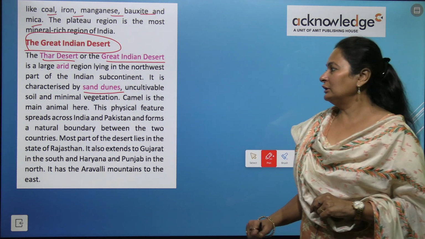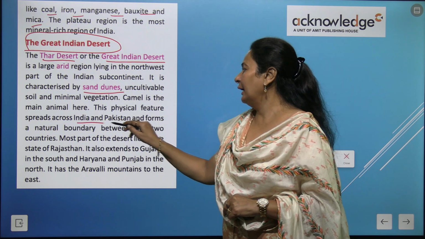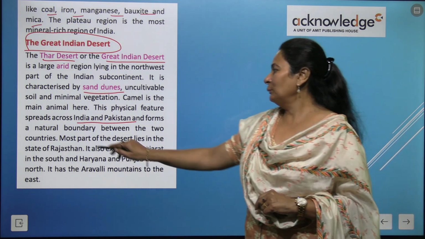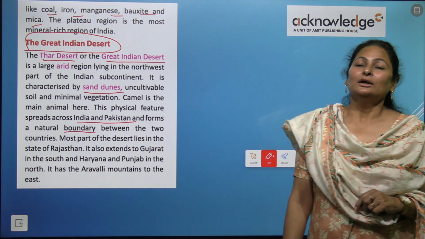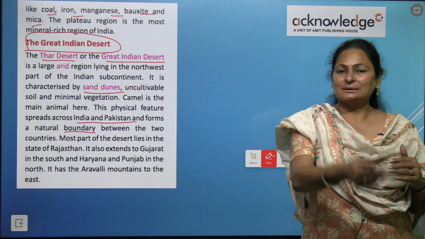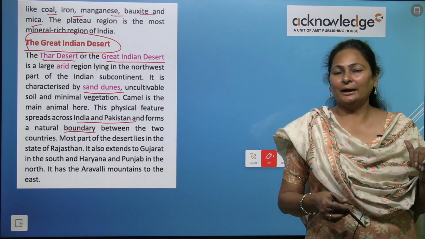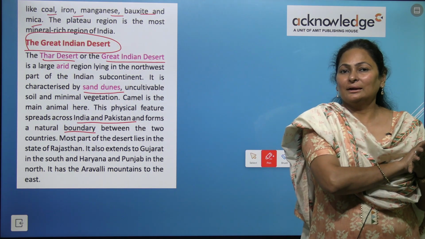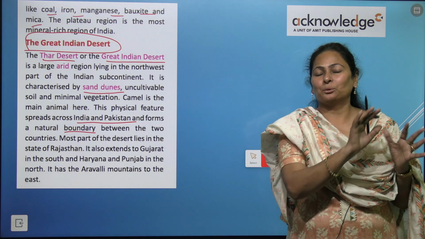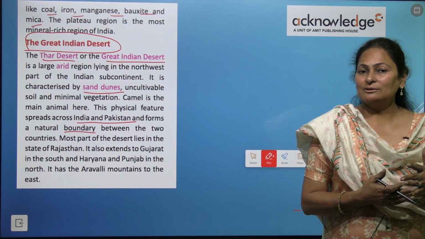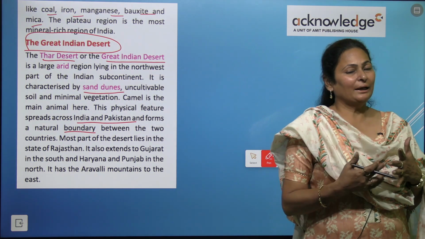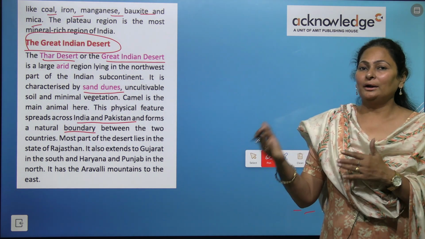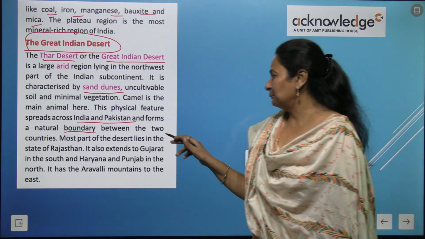This physical feature spreads across India and Pakistan and forms a natural boundary between the two countries. Pakistan and Afghanistan are neighboring countries in the northwest part, right? So this desert, or this physical feature, separates India from Pakistan. It is a border between these two countries.